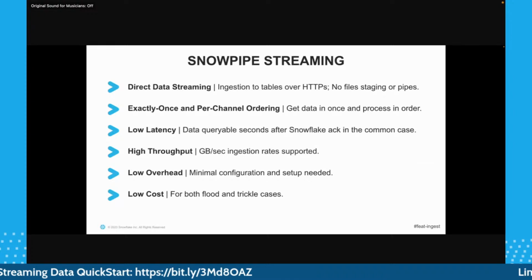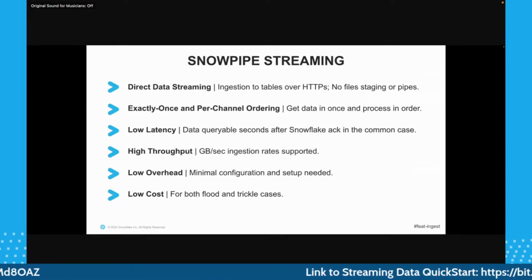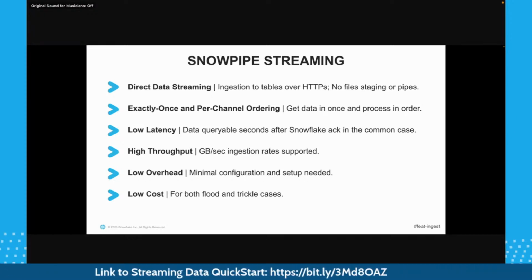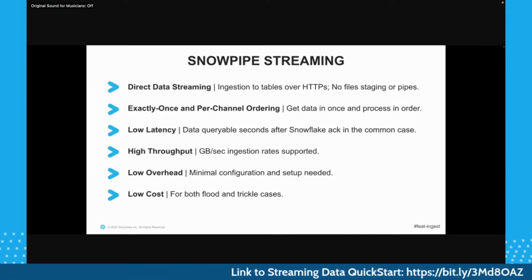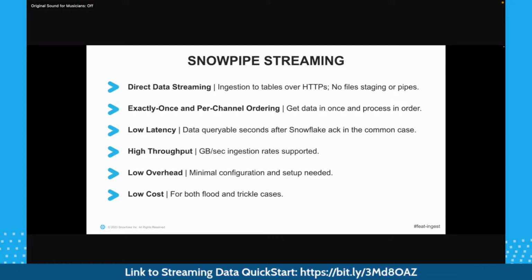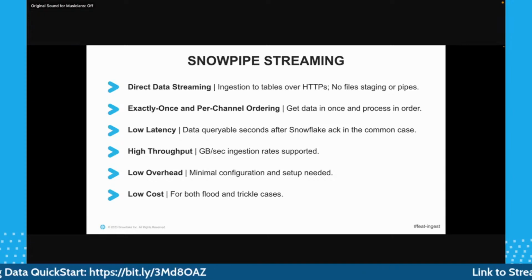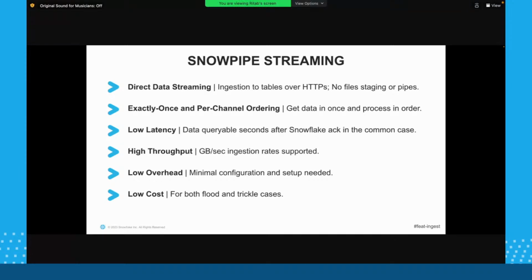Looking at Snowpipe streaming, it's direct data streaming ingestion of tables over HTTPS, and we don't have any files to manage. It's exactly once per channel. That means you don't have to worry about duplicate records coming into your particular table, right? It's low latency, high throughput, gigabytes per second. It's very low overhead, so you don't have to worry about management of the serverless compute at all, and it's very, very low cost.